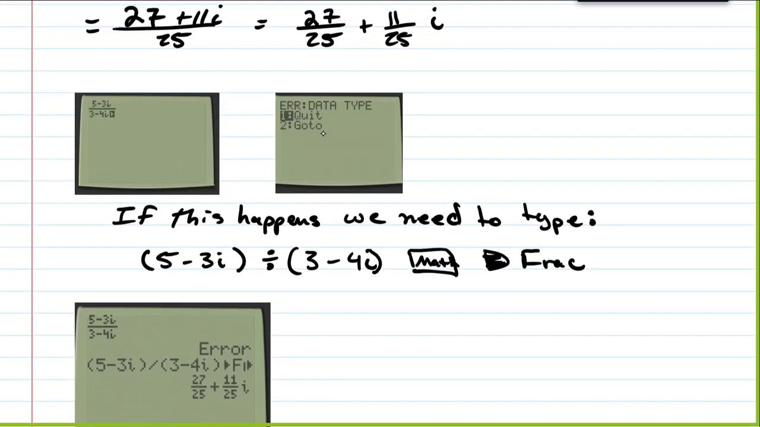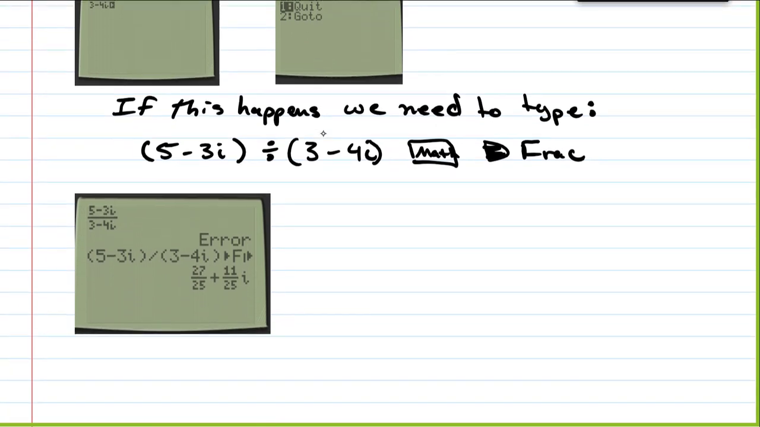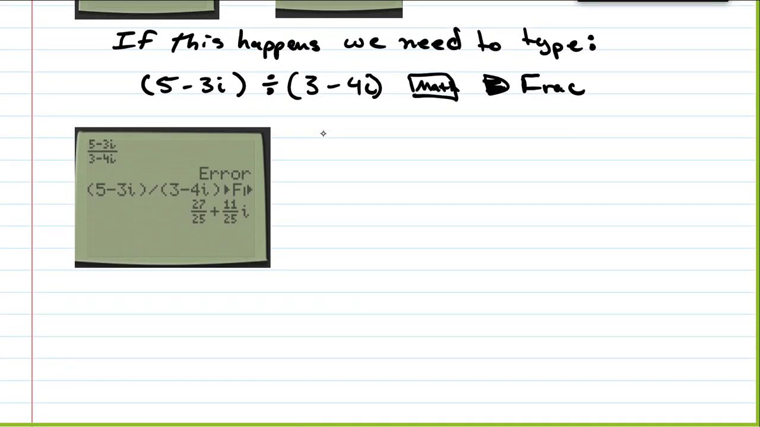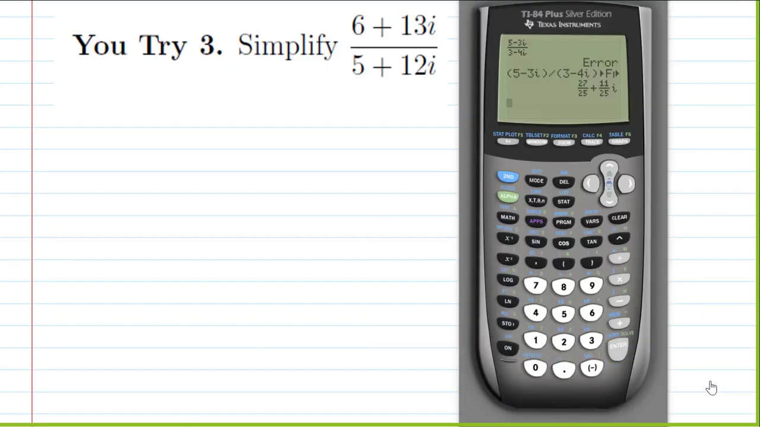Here, which matches what we came up with up here. So 27 over 25 plus 11 over 25i. So just be aware, depending on your calculator, you may have to enter this differently. You can just use the fraction notation if you have a TI-84C or a TI-84CE. If you just have a plain old TI-84 that's not in color, you're going to have to type it in this way and use our fraction conversion key.